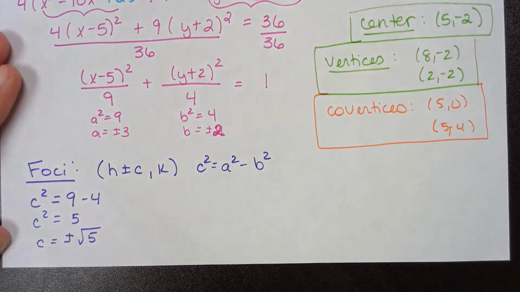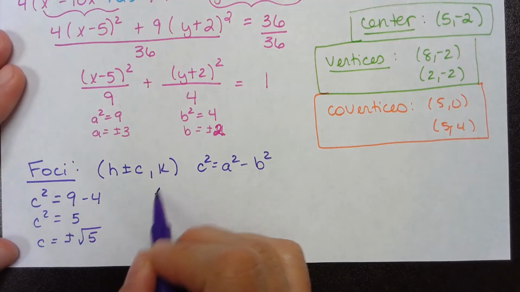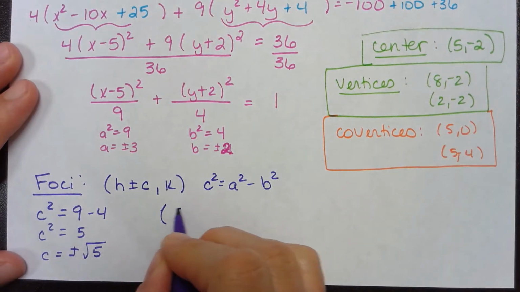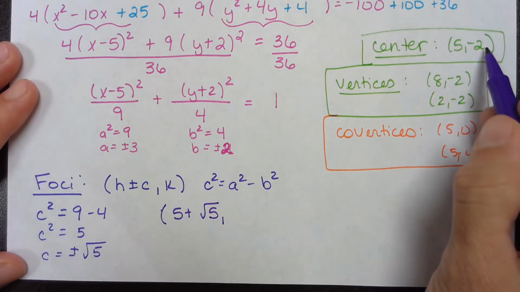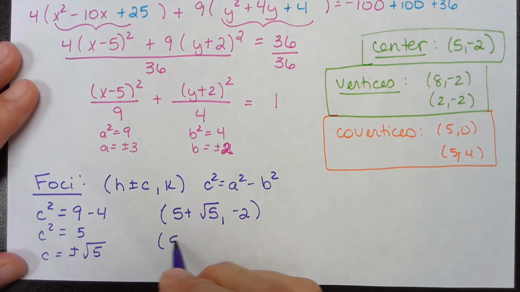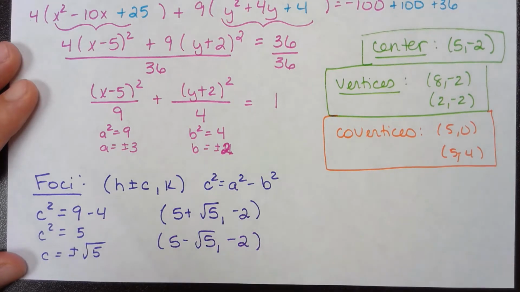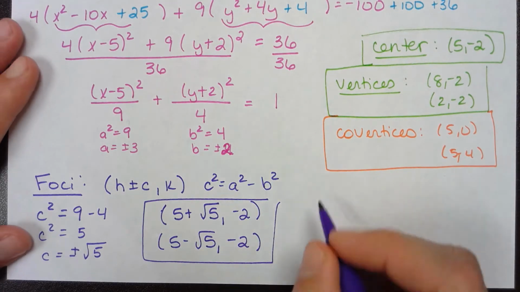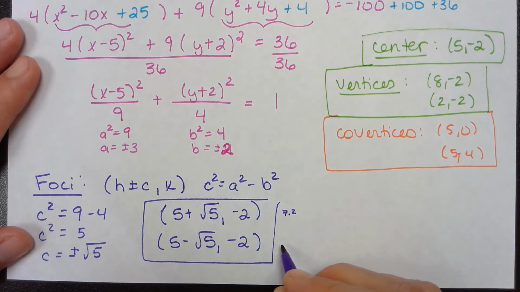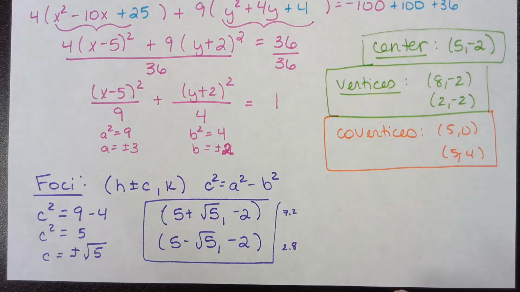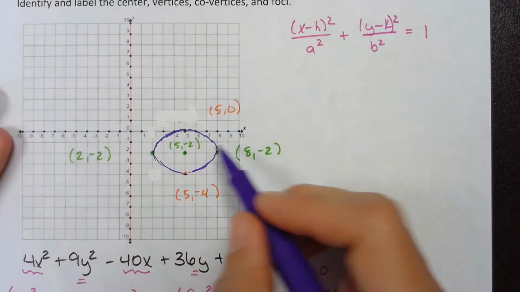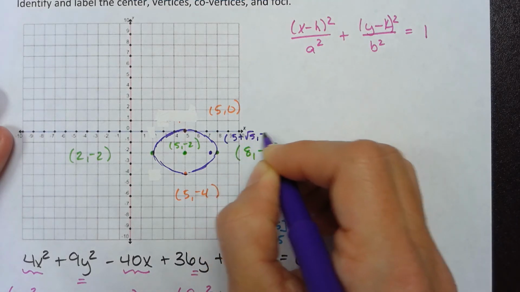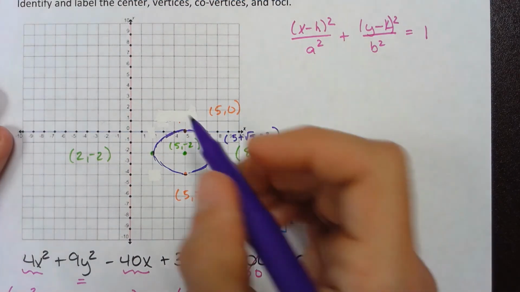So our two foci are h plus c. h is 5. So we have 5 plus the square root of 5, k, which is negative 2. And we have 5 minus the square root of 5, negative 2. So 5 plus the square root of 5 is about 7.2. 5 minus the square root of 5 is about 2.8. So we're going to go 7.2, negative 2. And we're going to go 2.8, negative 2. Somewhere right there.